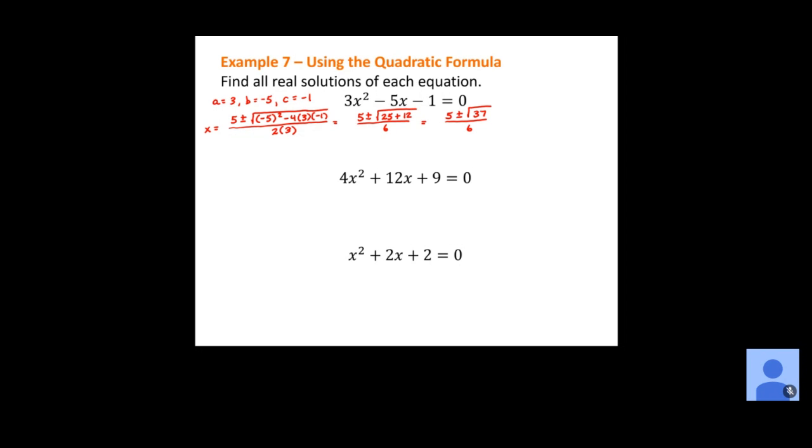The square root of 37 you cannot break down. You can't simplify the square root of 37. And so this right here would actually be our final answer. Our two solutions here would be 5 plus the square root of 37 over 6, and 5 minus the square root of 37 over 6.